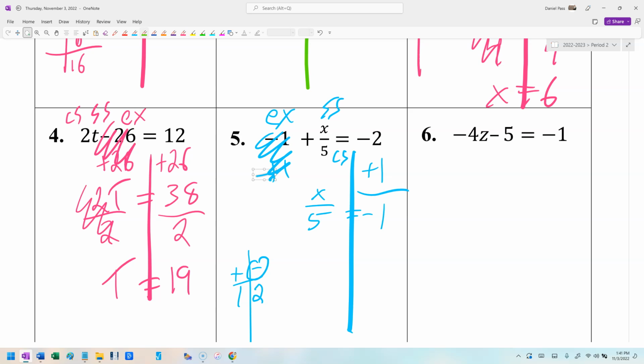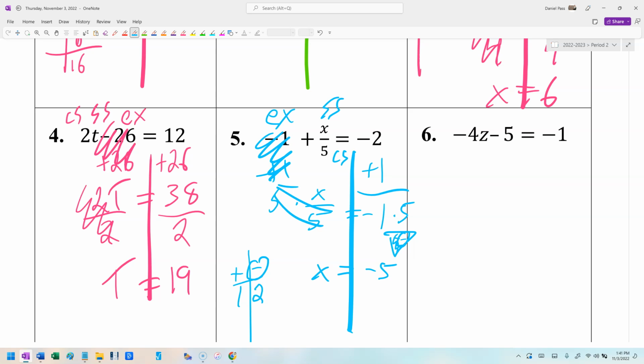Alright, we do times 5 on both sides. Okay, let's do it. Times 5, which makes? X equals negative 5. Okay, good. And then she's going to do the next one too.